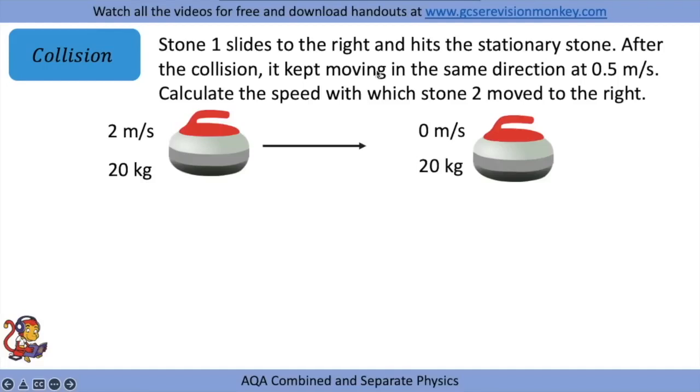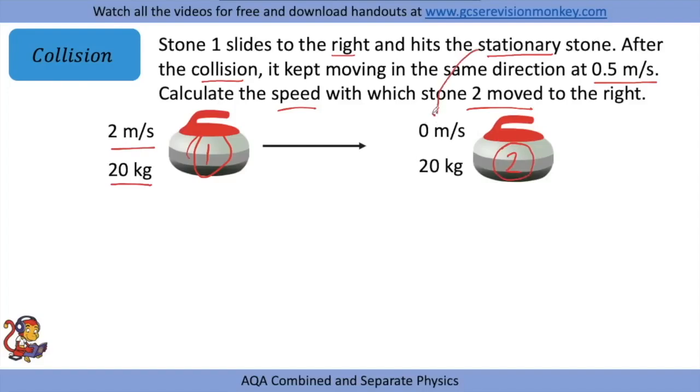The first one that we'll do is a collision. In this question, it says stone 1 slides to the right and hits the stationary stone. After the collision, it kept moving in the same direction at 0.5 meters per second. Calculate the speed with which stone 2 moved to the right. So initially, the speed of this stone 1 was 2 meters per second and its mass is 20 kilograms. That was moving to the right and it hits this stationary stone, stone 2.